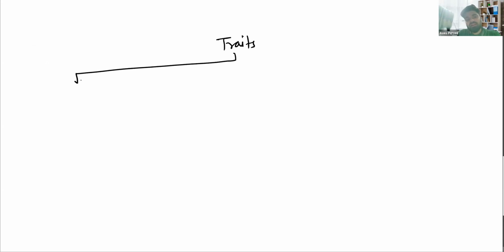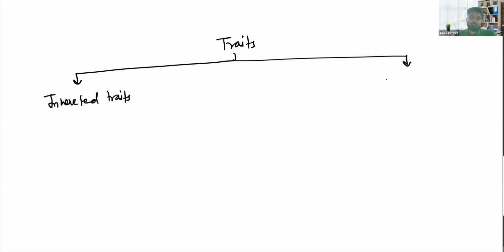So if I talk about the traits, traits are also of two types. One is the inherited traits, and another one is the acquired traits. So that is inherited traits and acquired traits.